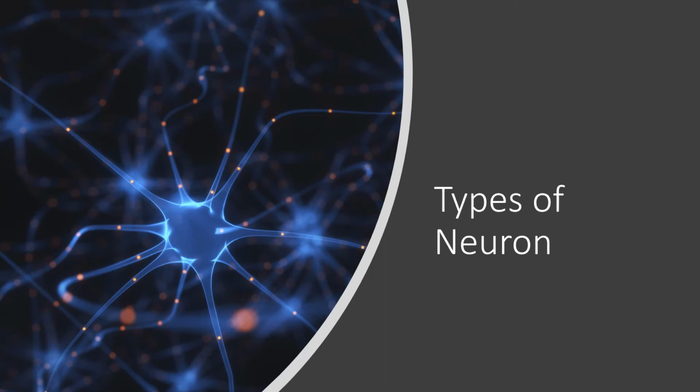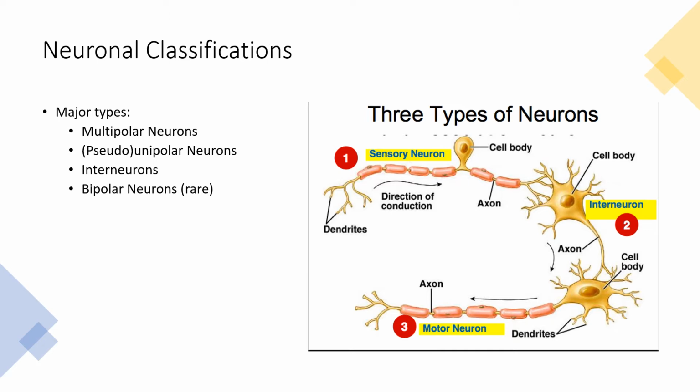Types of neurons. There are 4 major types of neurons. There are others, but these make up the overwhelming majority of the neurons that we find in the body. Multipolar neurons, unipolar neurons, which we usually just call unipolar neurons, but really the proper name for them is pseudo-unipolar neurons. There are true unipolar neurons, but they're so rare that you don't really mention them, and when you do, you mention that they are true unipolar neurons. Interneurons and bipolar neurons.